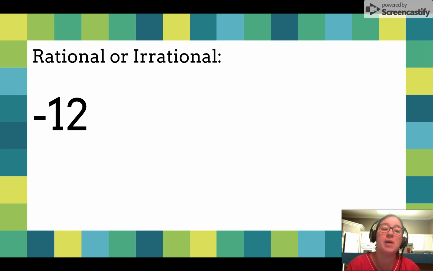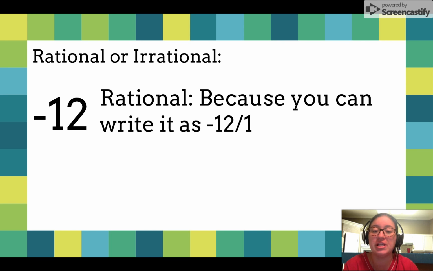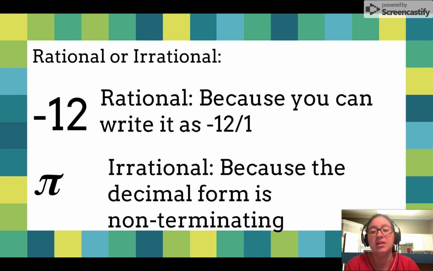Okay, so here's a little practice. -12, is that rational or irrational? Well, -12 is an integer, and you can write it as a fraction, -12 over 1. So that's rational, because integers are part of the rational numbers. How about pi? What we just said, pi goes on and on forever without any pattern. So that makes it irrational. Its decimal form is non-terminating and it's non-repeating.